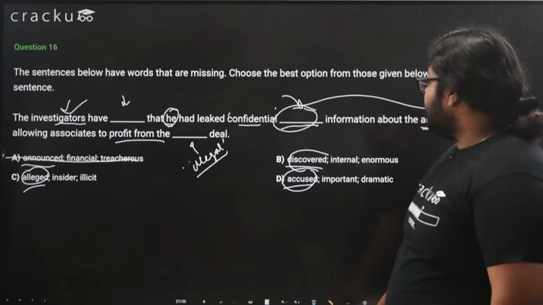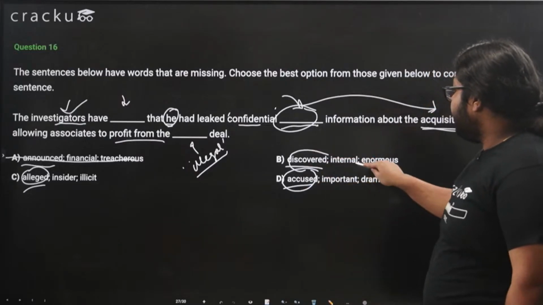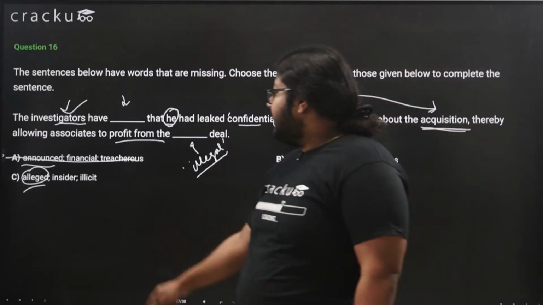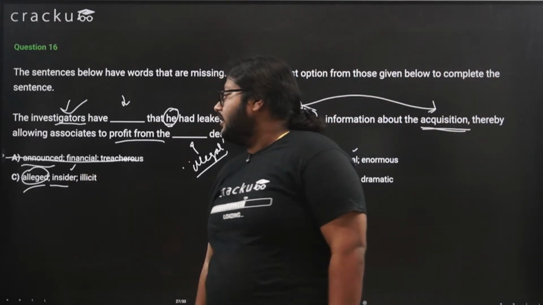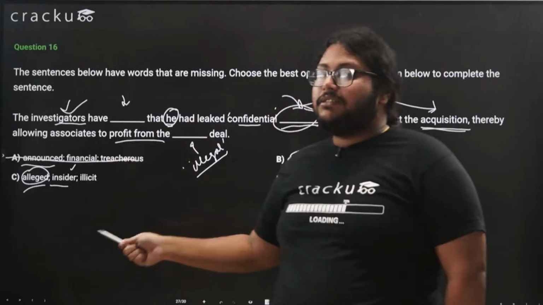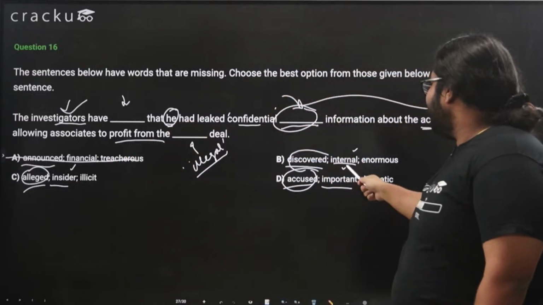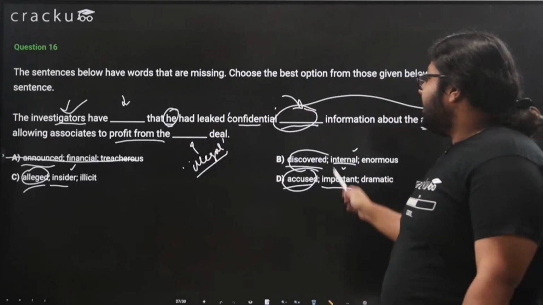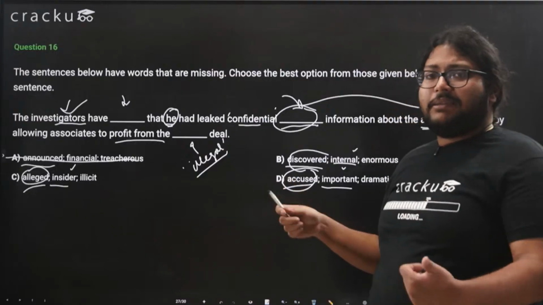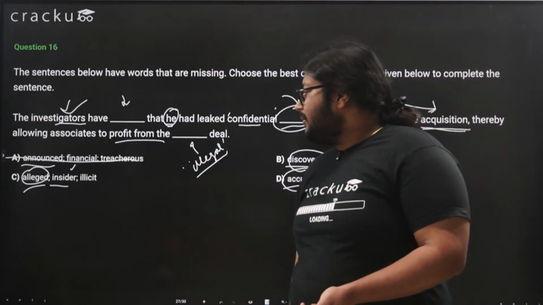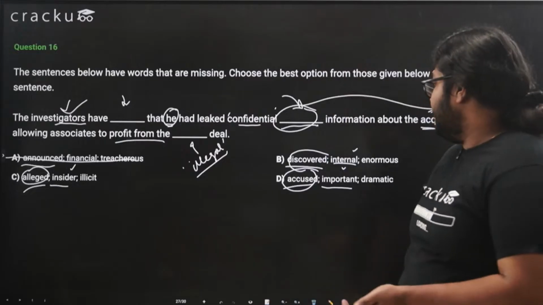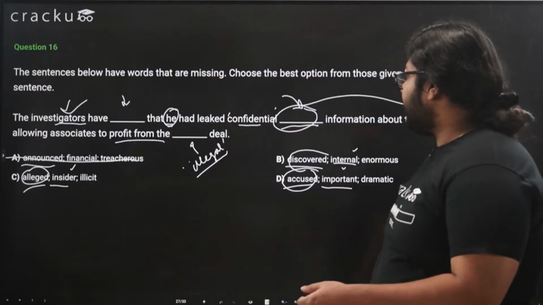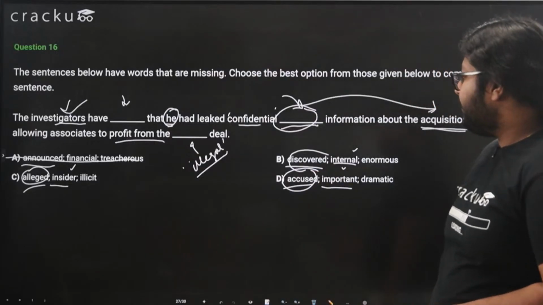Okay, confidential. Let's look at the next blank. Internal information, okay. Important information, also okay. Insider information, also okay. So the second blank works for all of them. Internal information about the acquisition makes sense. Important information, less, but still makes sense. Insider information also makes sense. So again, we cannot very clearly eliminate one of them from here. Let's look at the third blank.